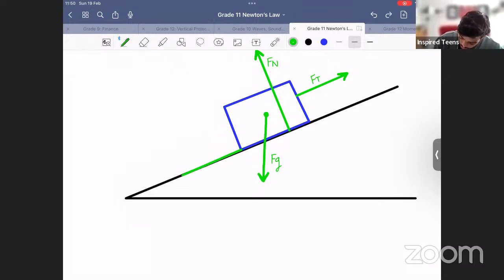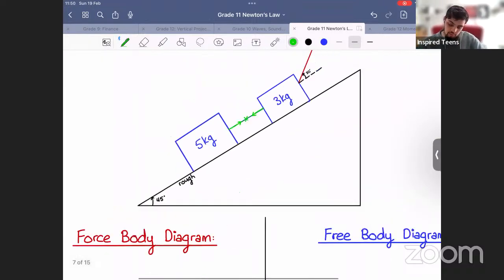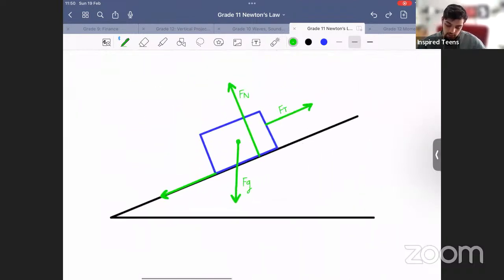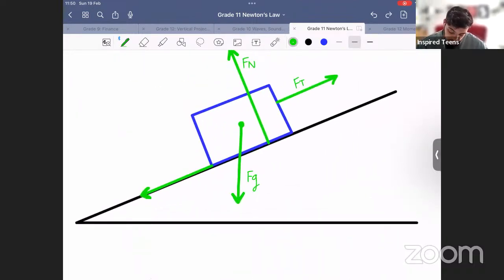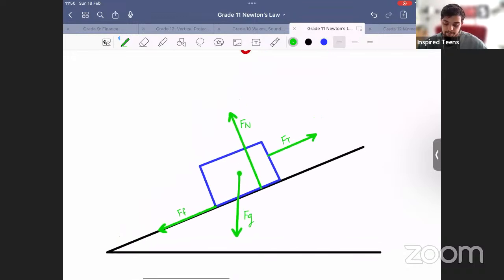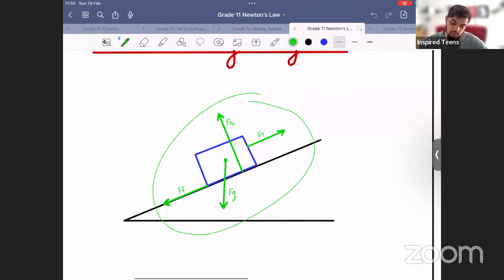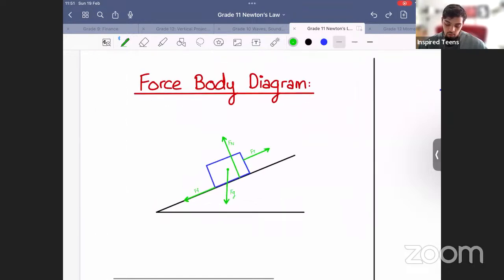Away from the direction of motion, so down the slope. Okay, this one is being pulled up the slope. So this is going to be at the bottom, on the edge of the object, down the slope. This is our frictional force. Okay, and that is how we draw our force body diagram on the object.